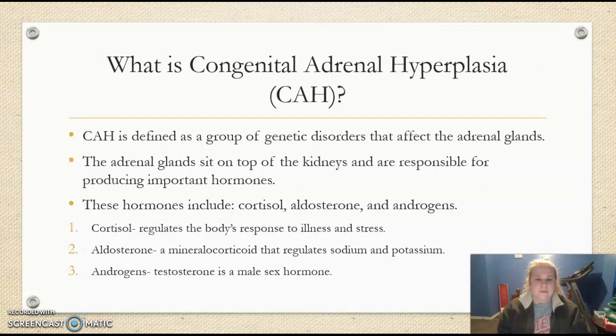Some examples of hormones that are produced by the adrenal glands are cortisol, aldosterone, and androgens. Cortisol is a hormone that regulates your body's response to illness and stress. Aldosterone is a mineralocorticoid that regulates sodium and potassium, and an example of an androgen is testosterone, which is a male sex hormone.